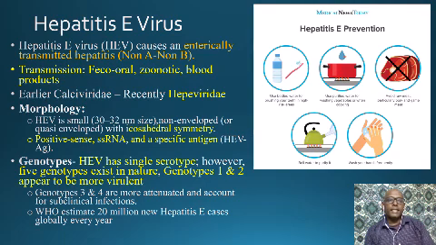Hepatitis E is enterically transmitted hepatitis, non-A, non-B hepatitis. Transmitted by fecal-oral route, zoonotic transmission is also seen, and blood products can also transmit hepatitis E virus. It comes under Hepeviridae group. It is an RNA virus and has a specific antigen known as HEV antigen. There is only one serotype and 5 genotypes. Genotypes 3 and 4 are more attenuated and account for subclinical infections.